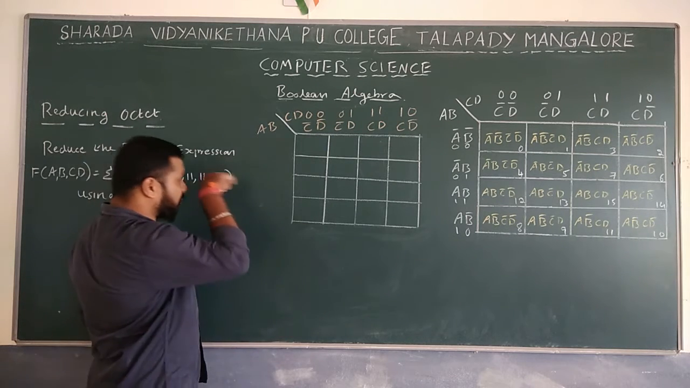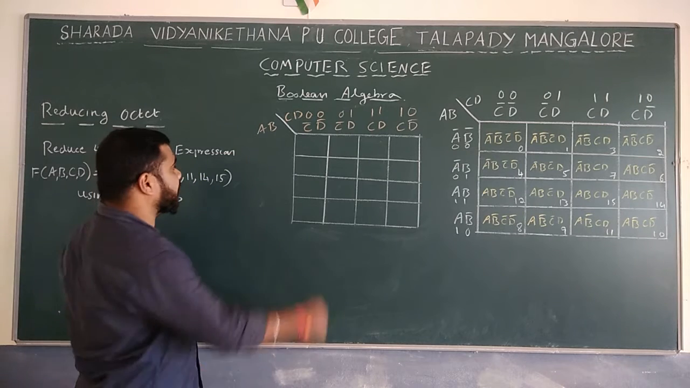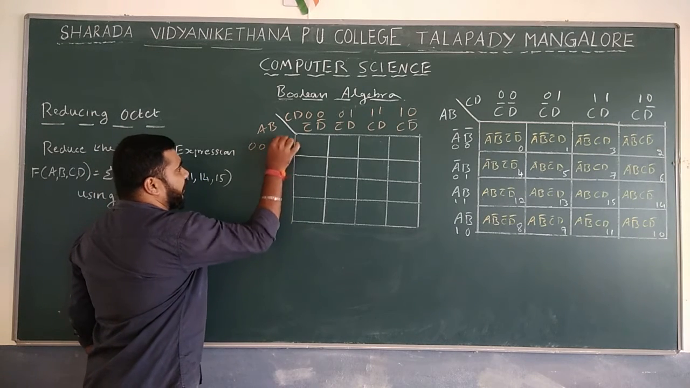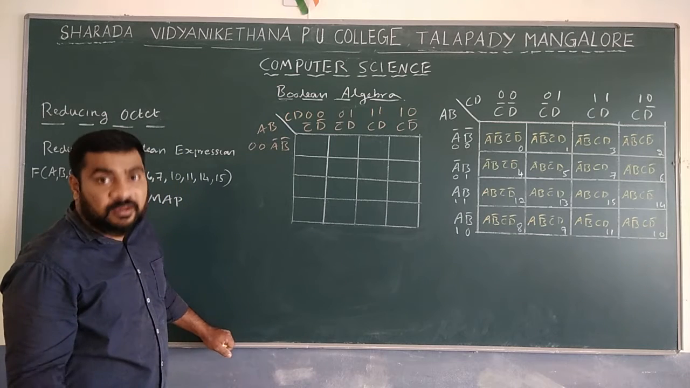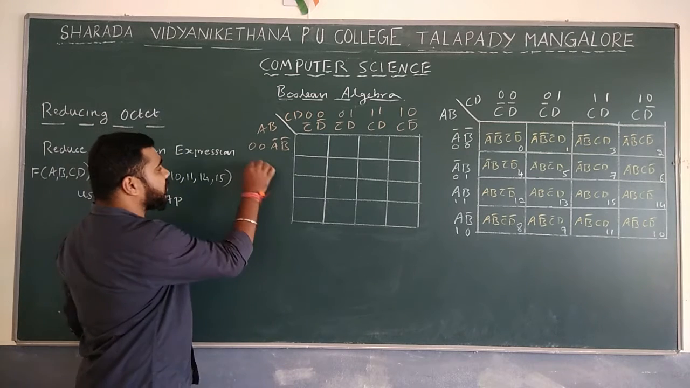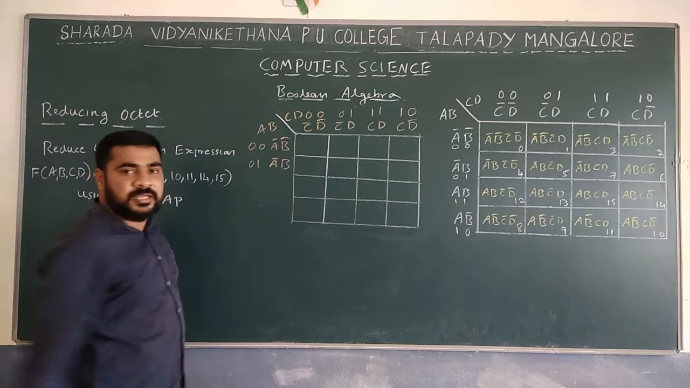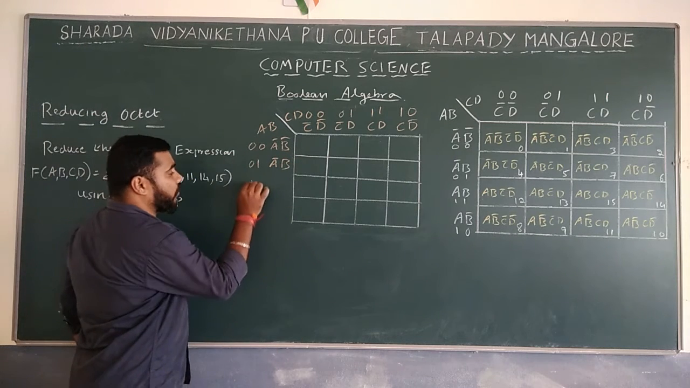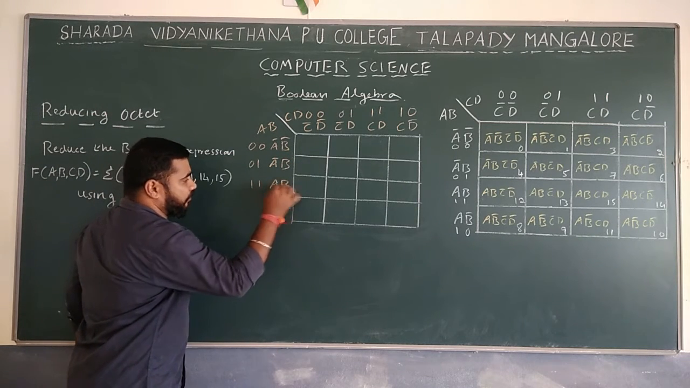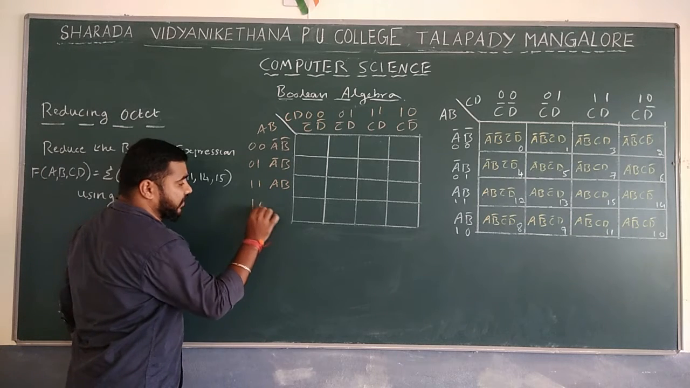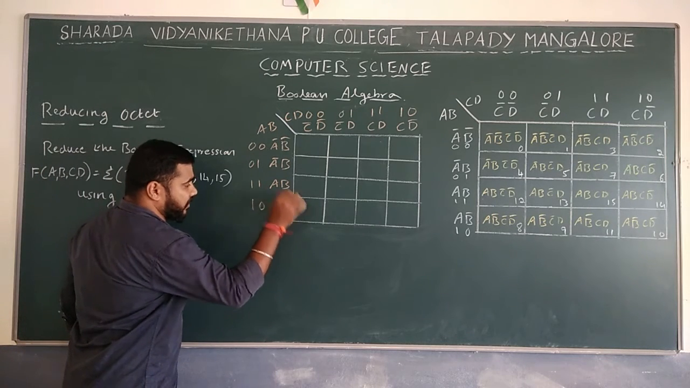Then for the rows, we can write like this. 0, 0 means A dash, B dash, or A bar, B bar. The next one is 0, 1, that is A dash, B. Next one is 1, 1, that is A and B. And the last one is 1, 0, A, B dash.